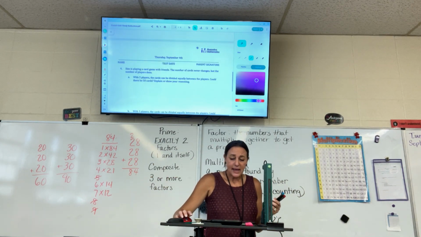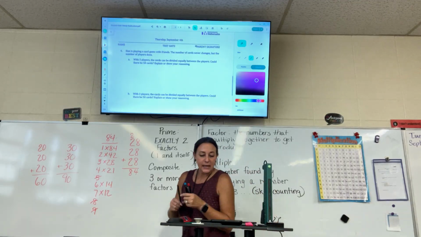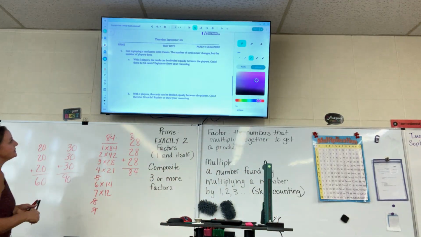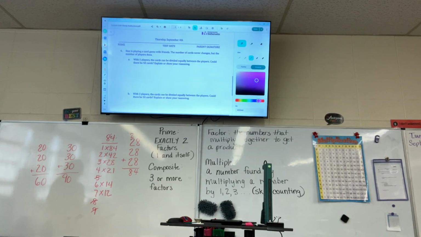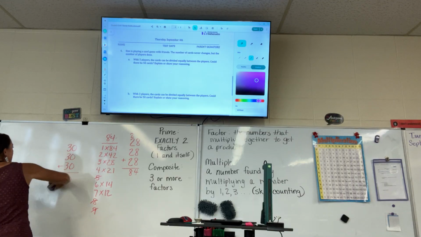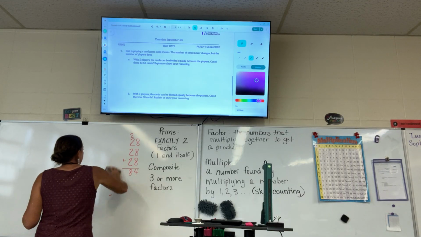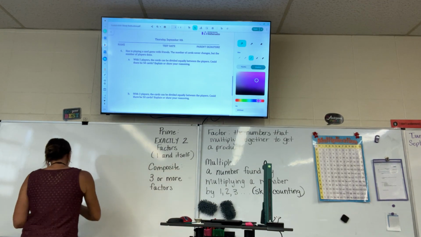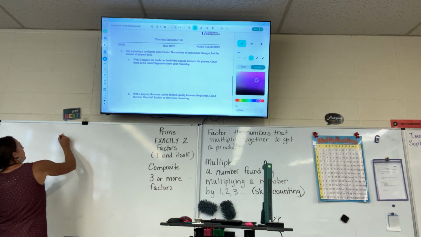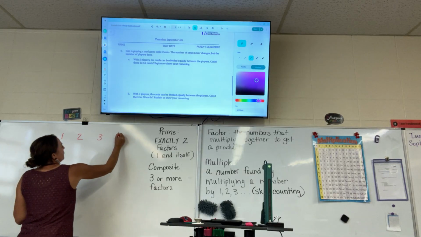All right, last page. Pon is playing a card game with friends. The number of cards never changes, but the number of players does. With 5 players, the cards can be divided equally between the players. Could there be 50 cards? So I want you guys, you can kind of draw it out if you want. I want you to think this through. So if we have 5 players, 1, 2, 3, 4, 5.